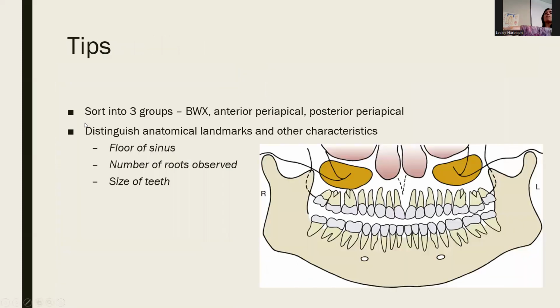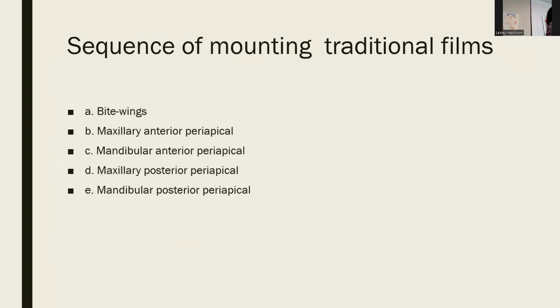And then just a couple more landmarks that are in the mouth and then sequencing. Oh, sorry, I went over.